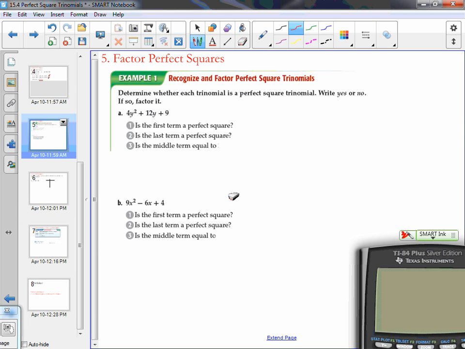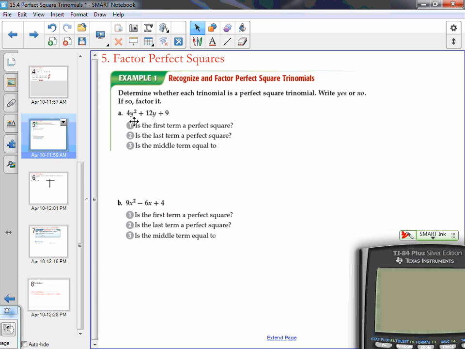All right. So first thing we got to be able to do is recognize when we have a perfect square and when we don't. Because if you try to apply this to something that's not a perfect square, it won't work. All right, so determine whether each trinomial is a perfect square trinomial.